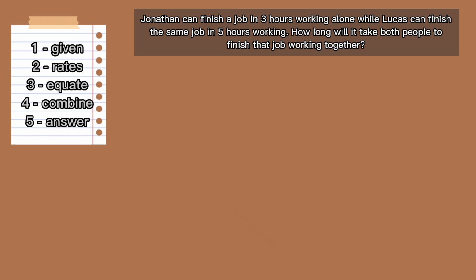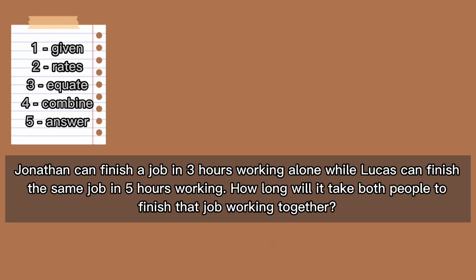Let's continue. Based on that problem, I prepared 5 steps as your guide in solving work problems that involve rational functions. The first one is step 1: provide the given. Let's identify the given, and at the same time determine what is being asked. Jonathan can finish the job in 3 hours alone, while Lucas can do the same job in 5 hours. So that would be our main given.